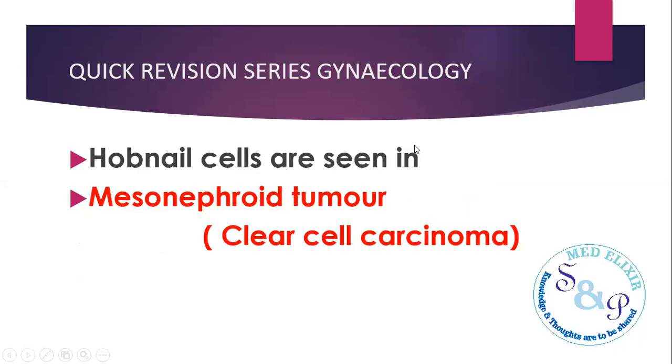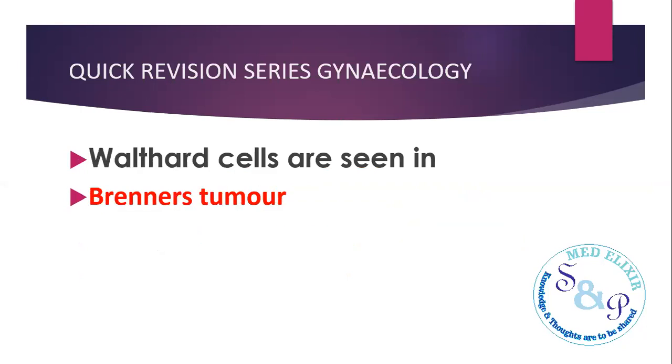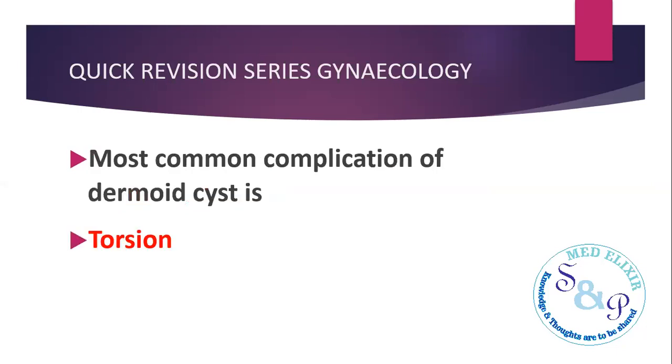Hobnail cells are seen in mesonephroid tumor, also known as clear cell carcinoma. Again we repeat, hobnail cells are seen in mesonephroid tumor. Walthard cells are seen in Brenner's tumor. Most common complication of dermoid cyst is torsion. We repeat, the most common complication of dermoid cyst is torsion.